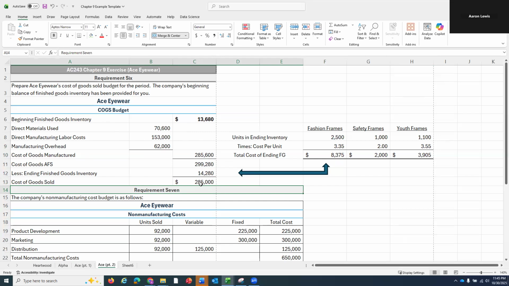So we've gone through and we've accounted for all of our product costs, all of our costs related to manufacturing. Those costs have to flow through inventory before we can expense them, and we do expense them through cost of goods sold. And after all of these calculations, we've determined that our expected cost of goods sold expense that we're going to record for this period is 285 grand.